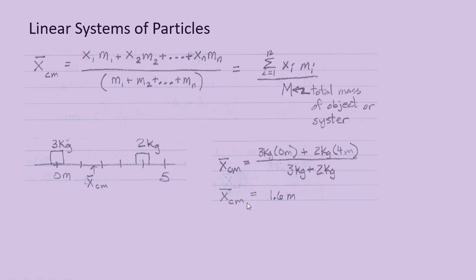That leaves us with the center of mass in this linear system of particles at 1.6 meters, or right here. That kind of makes sense. If the particles were of equal mass, then the center of gravity would be right in the middle. When they're of unequal masses, the center of mass is going to be closer to the heavier particle.